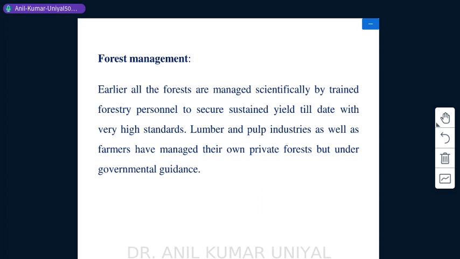Then we have how the forests are managed in this region. Earlier, all the forests were managed scientifically by trained forestry personnel to secure sustained yield with very high standards, and at present they are maintained in the same way. Lumber and pulp industries as well as farmers have managed their own private forests, but under governmental guidance only.